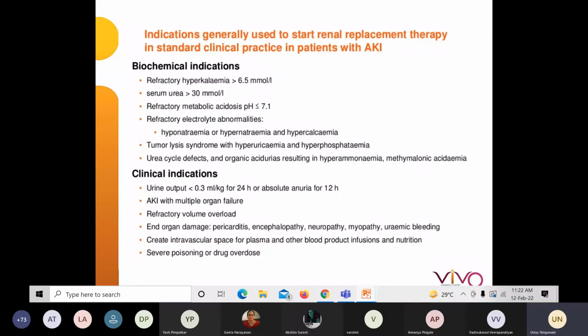A few of the clinical indications: definitely low urine production. When the patient has AKI, it goes into multi-organ failure, respiratory failure, volume overload, end organ damage, that is pericarditis. All this because of heart or neurological disorders or uremic bleeding. Create intravascular space for plasma and other products for infusion, nutrition, and severe poisoning or drug overdose. In severe poisoning cases also, this therapy or another modality can be used.